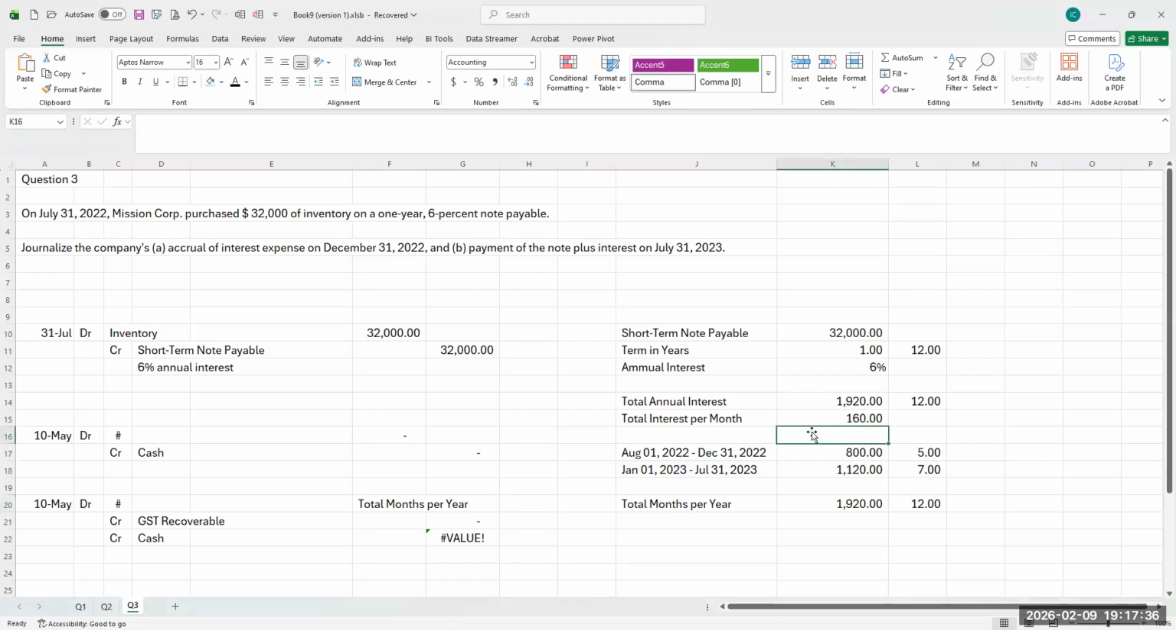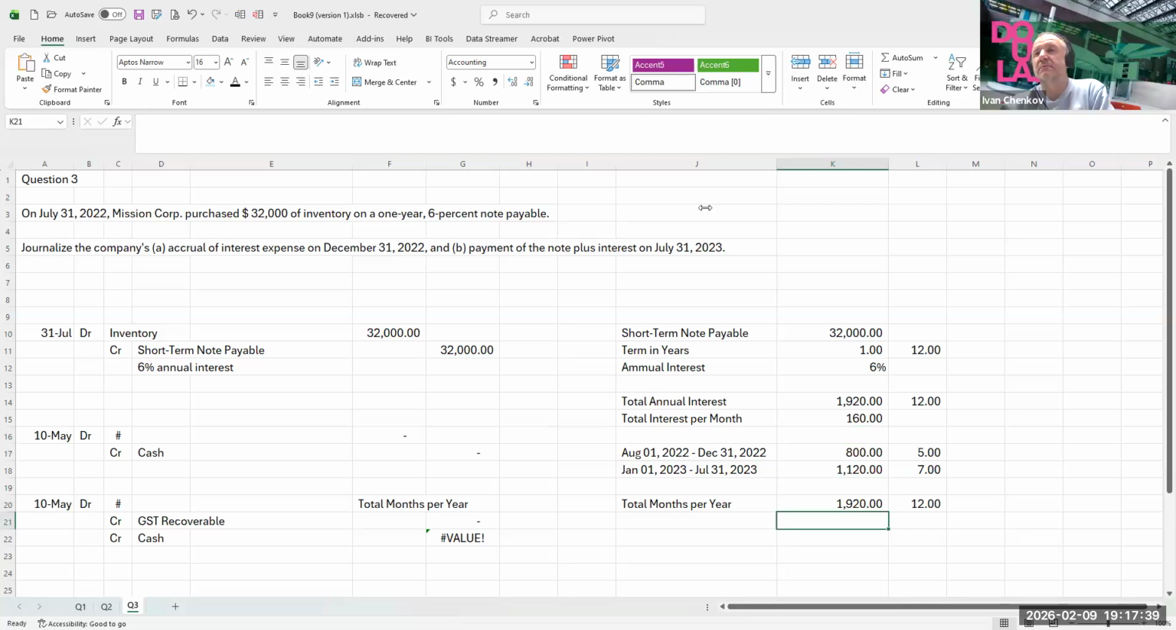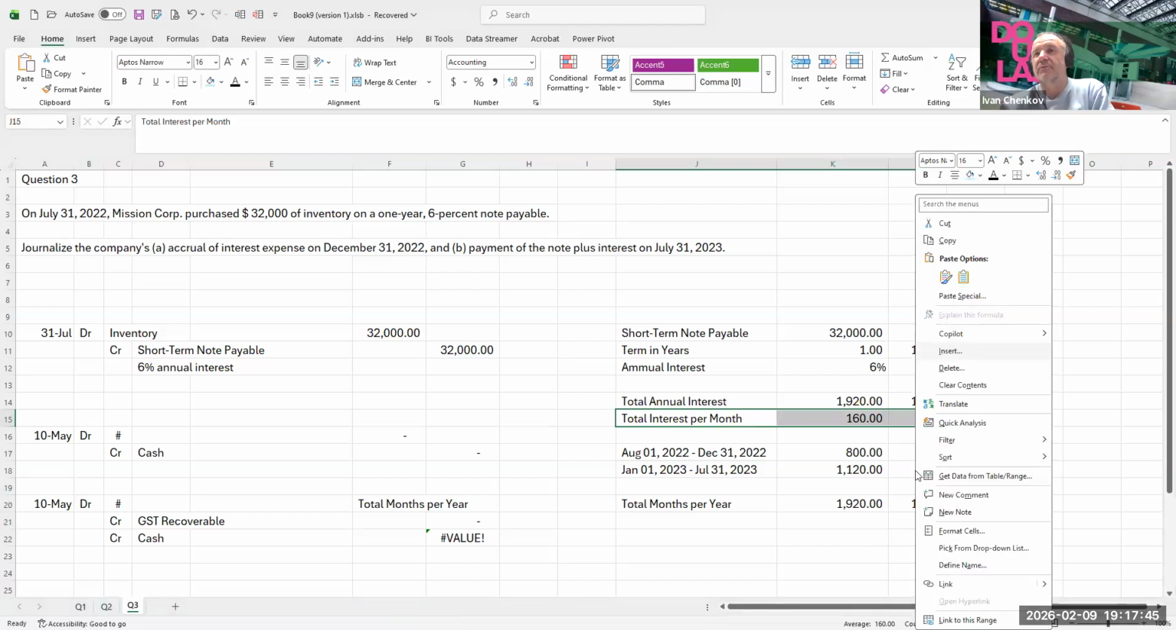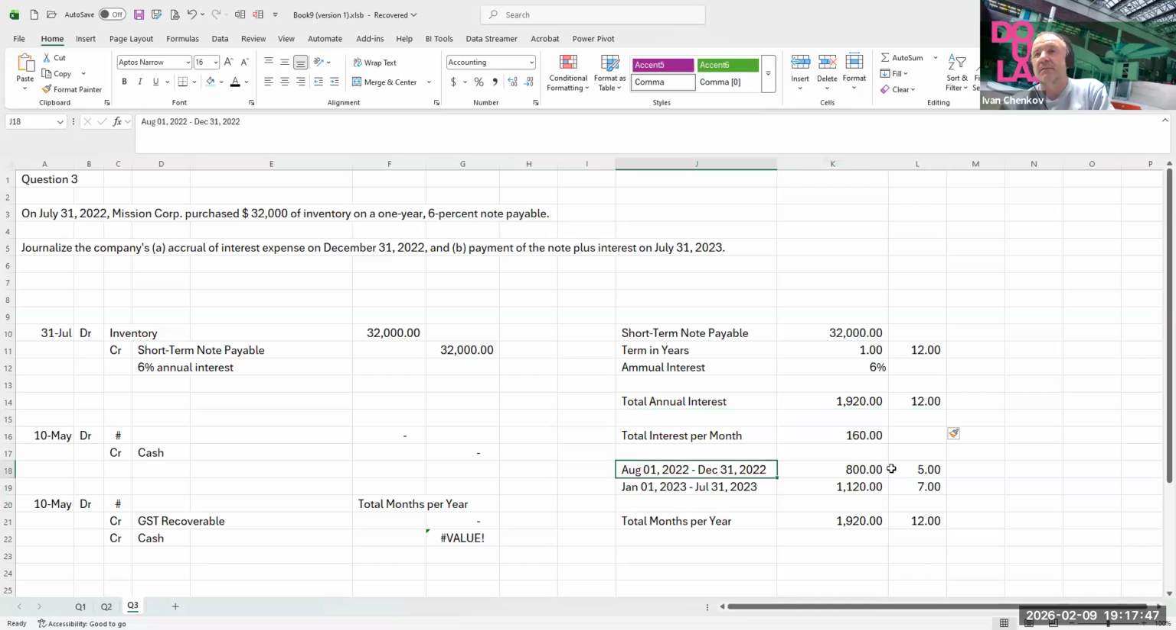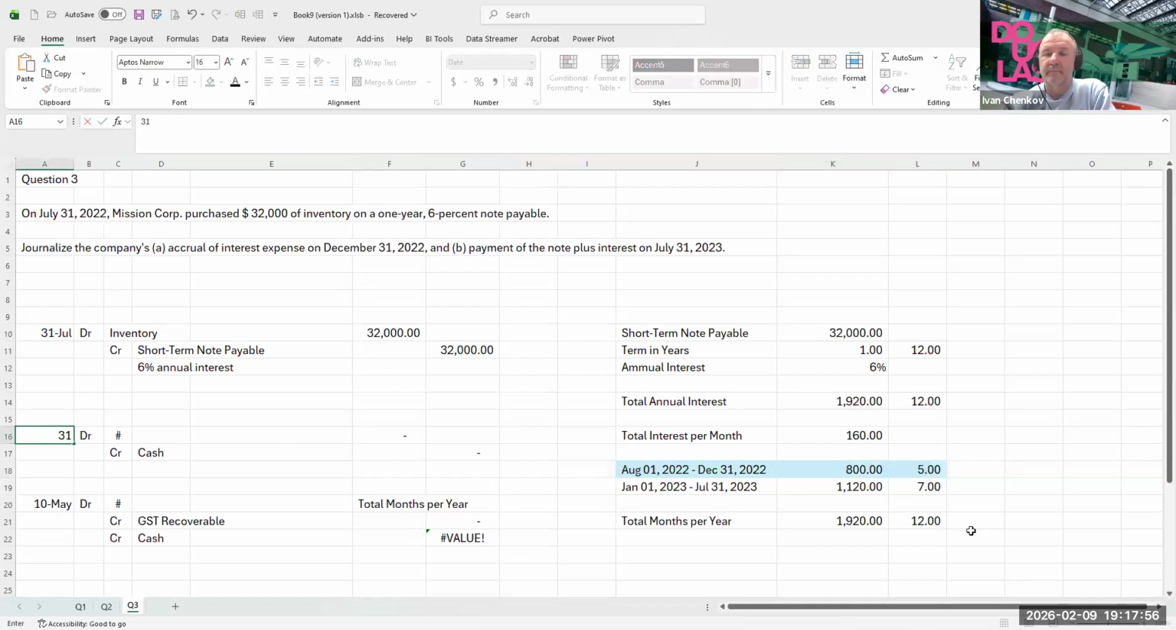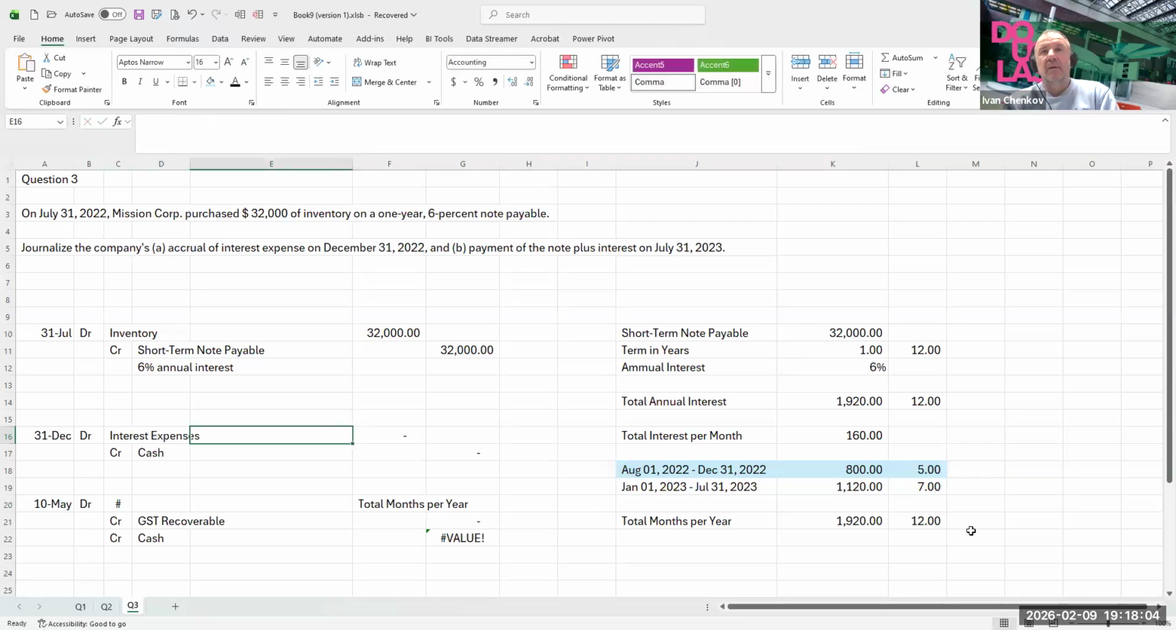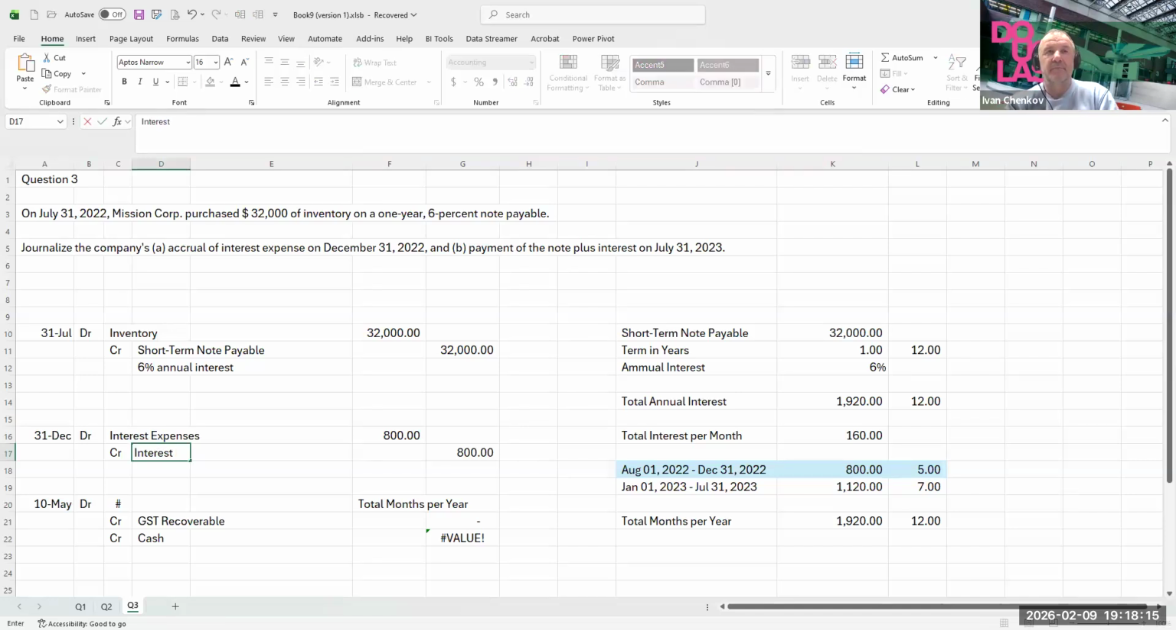Yes. So now once you have this, you can do your journal entries. You just have to remember that this one is the interest that you're going to accrue on December 31st. So on December 31st, we're going to record interest expense for the amount of $800. And since we're not paying cash, we're going to use interest payable.